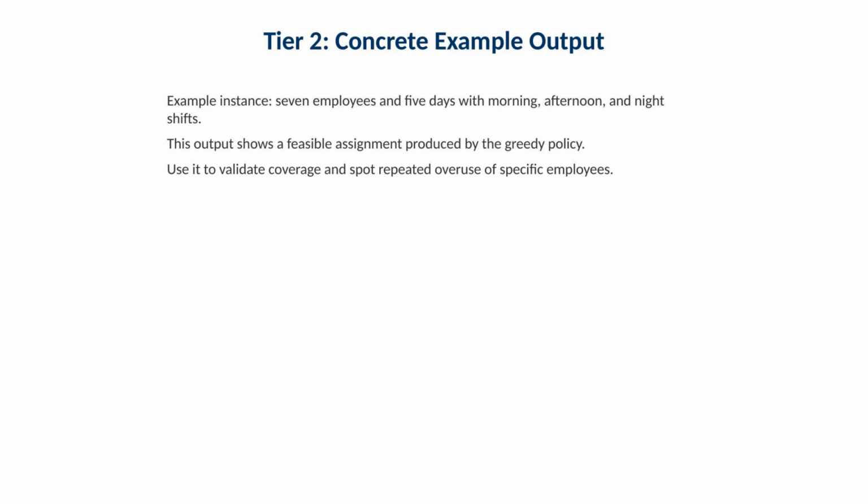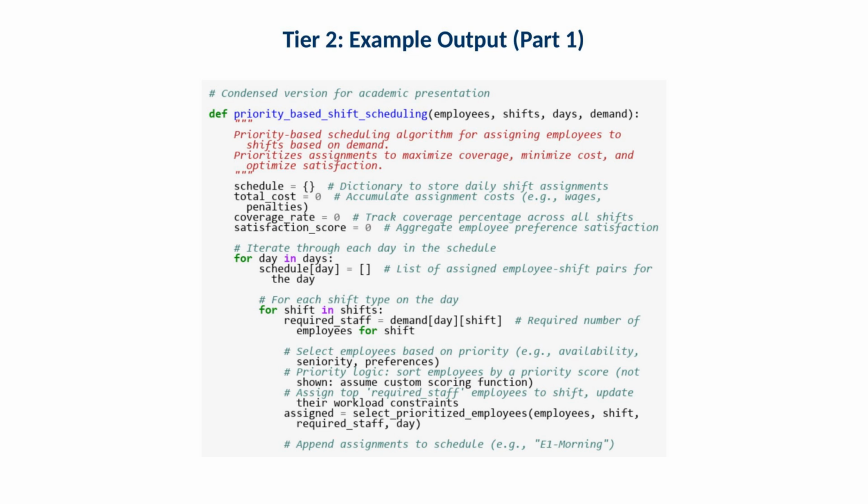Example outputs are not decoration. They are a quality gate for whether the heuristic is producing operationally viable schedules. This slide continues the example schedule, likely showing a chunk of days, shifts, and assigned employees. As you read it, focus on whether the structure matches the demand pattern and whether the same names appear too frequently in the most difficult shifts.